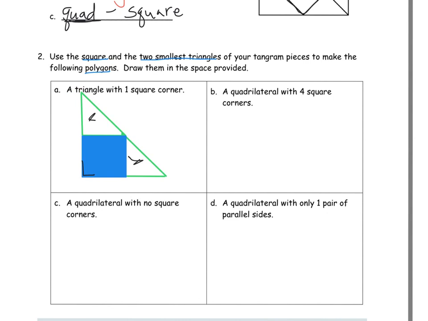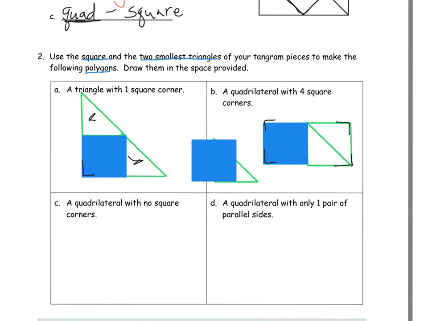For B, I need to use the same pieces that I just had, but this time I need to make a quadrilateral with 4 square corners. So I'm going to take this and I'm going to try to flip it around so I can match these up. And we'll see now we have 1, 2, 3, 4 square corners, and it's a 4-sided shape.